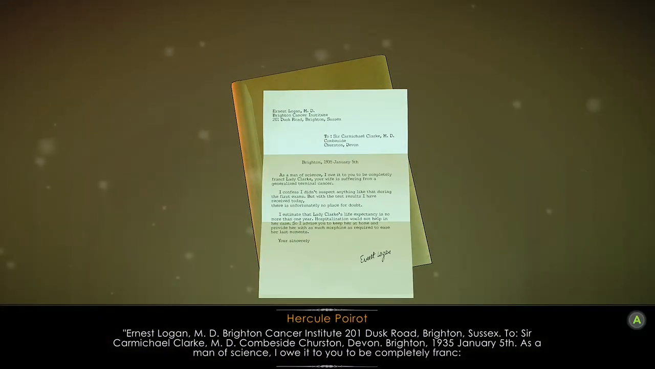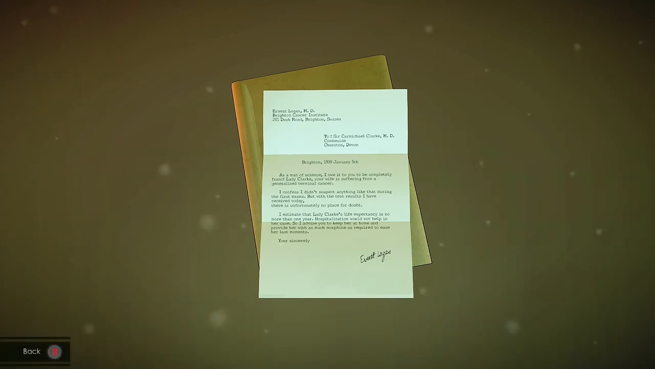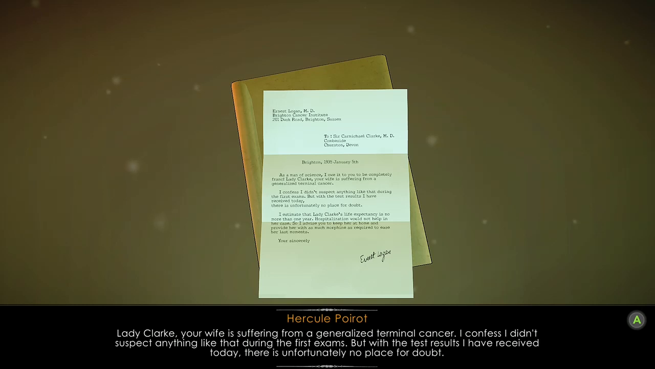Ernest Logan, MD, Brighton Cancer Institute, 201 Dusk Road, Brighton, Sussex. To Sir Carmichael Clark, MD, Churston, Devon. 1935, January the 5th. As a man of science, I owe it to you to be completely frank. Lady Clark, your wife is suffering from a generalized terminal cancer.